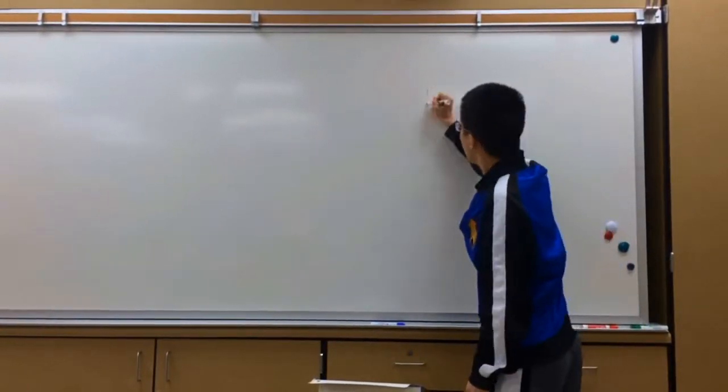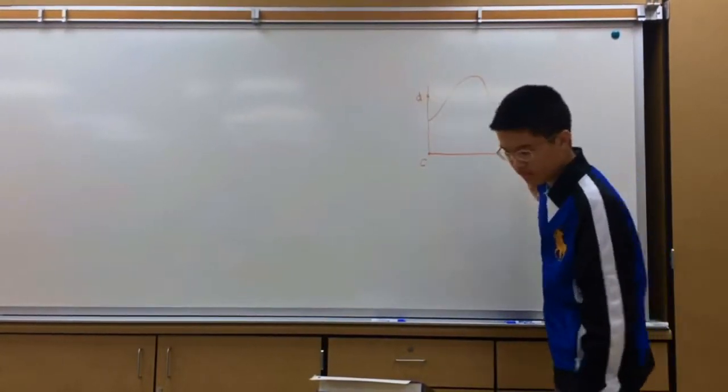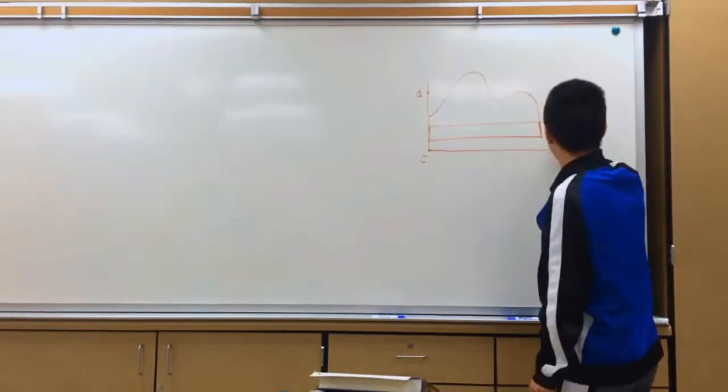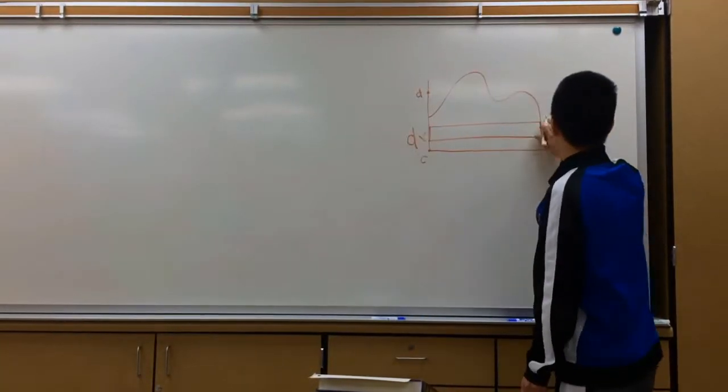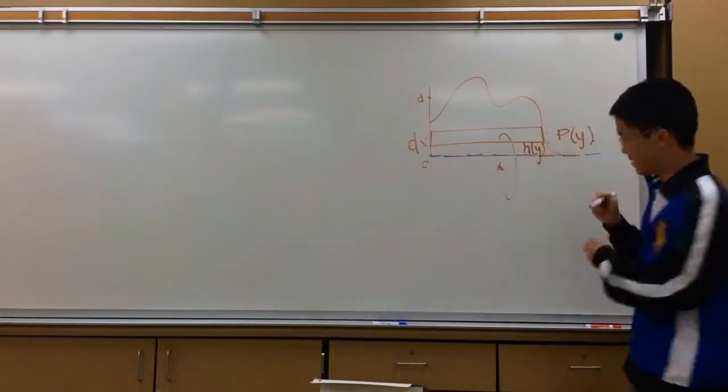With a horizontal axis of revolution, we can draw horizontal rectangles. P sub y is the radius, the distance from the axis of revolution to the rectangle. H of y is the height of the rectangle, or the value of the given function. Delta y is the width of each rectangle.